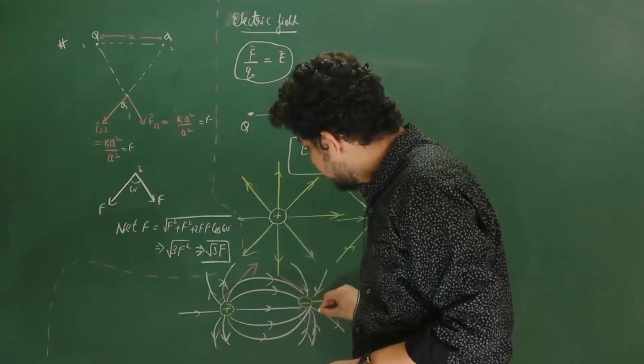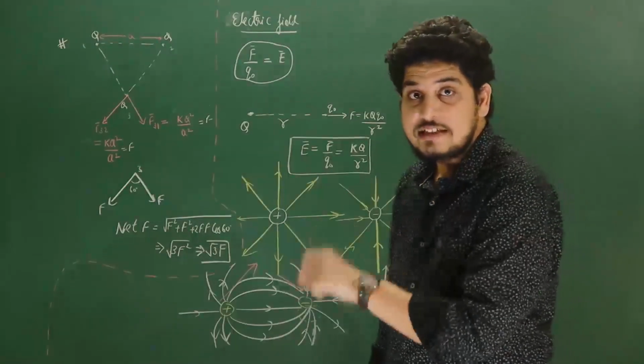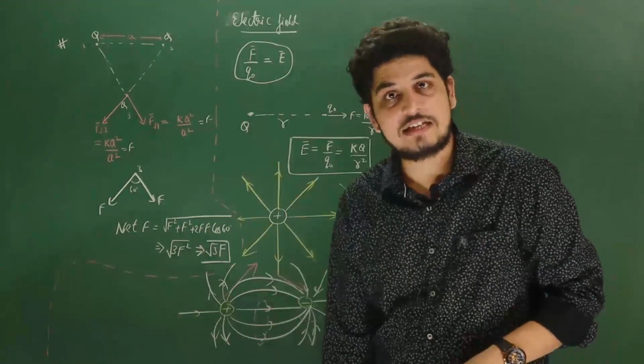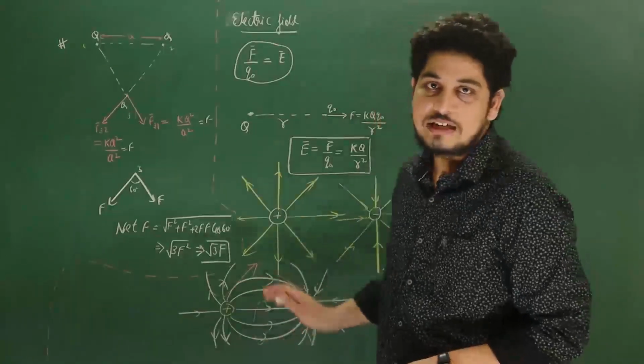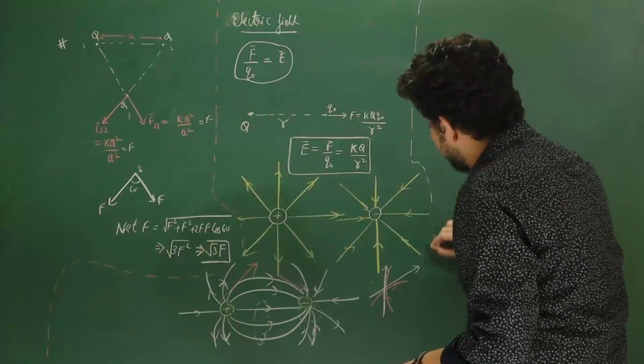The space where the electric field line density is more, the electric field intensity is more. The space where the density is less, the electric field lines density is less, and the electric field is also less. Getting my point? So these are the properties of electric field lines.